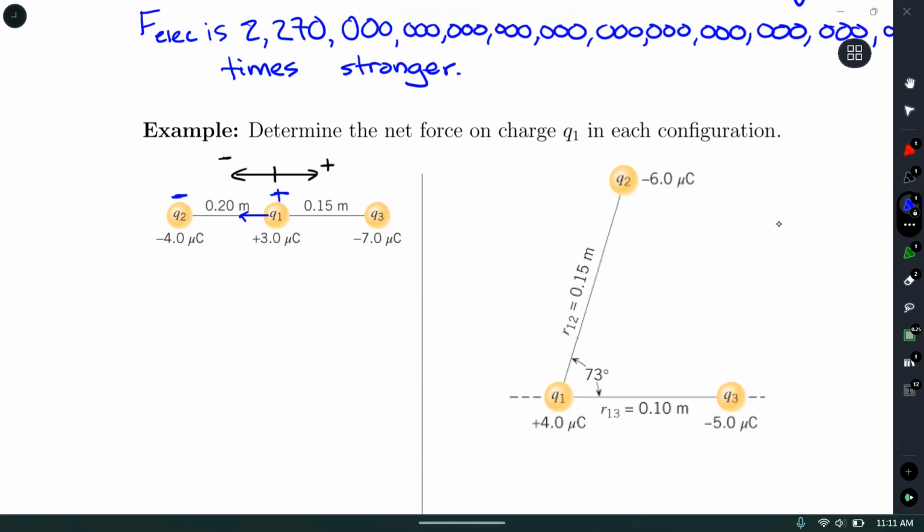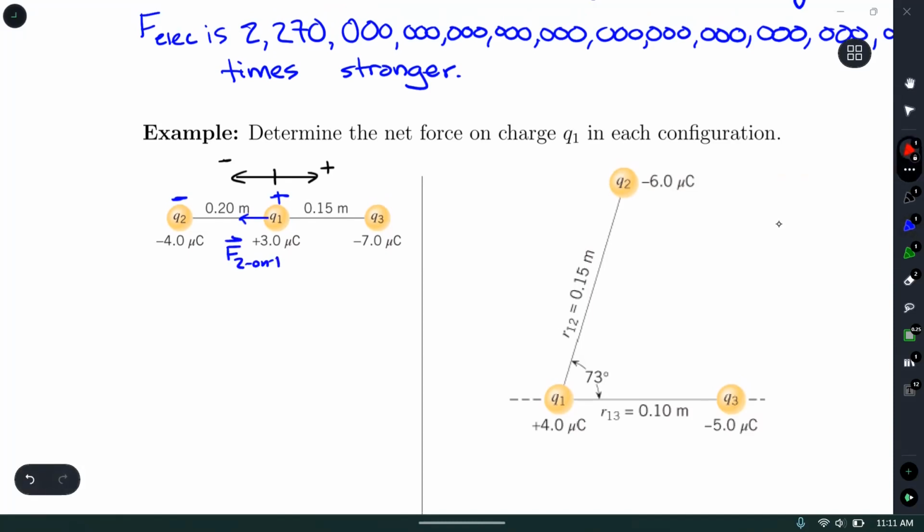We're asked about the force on Q1. So I'll label that the force charge 2 exerts on charge 1. And then we said for charge 3, since charge 3 is negative, it will attract charge Q1 as well, but that attractive force would end up being directed to the right. So that's F3 on 1.